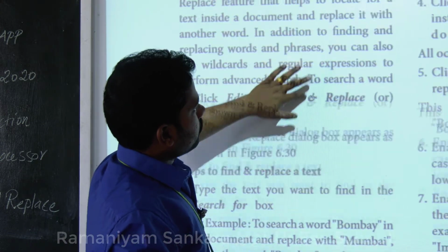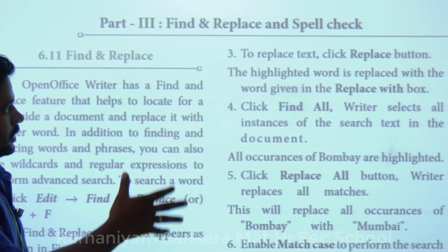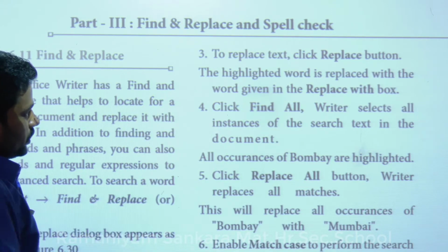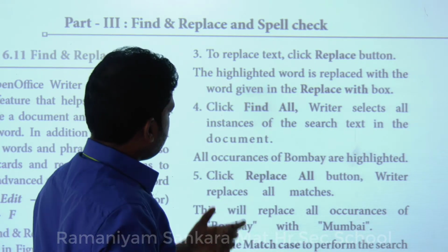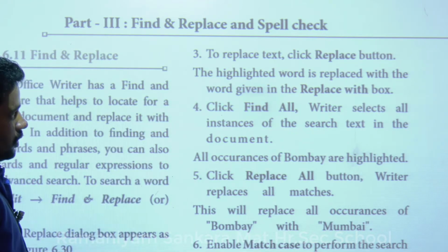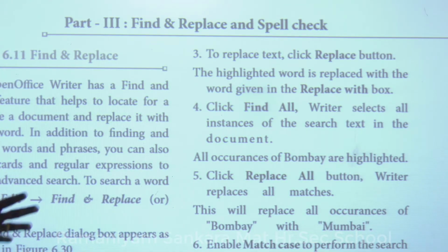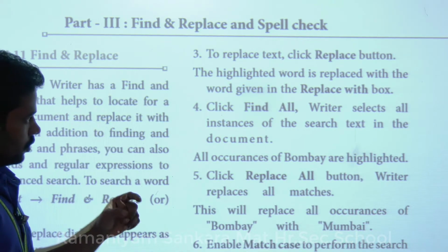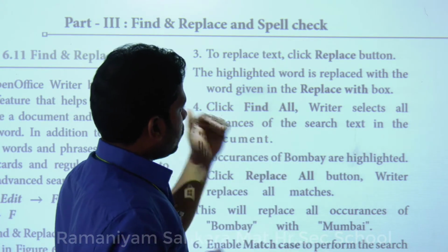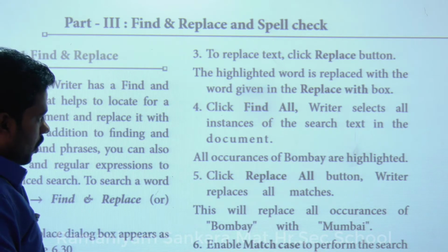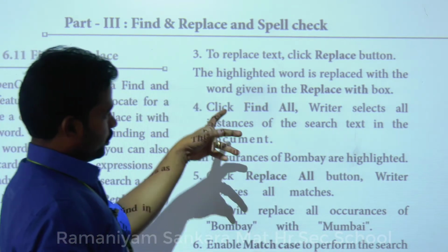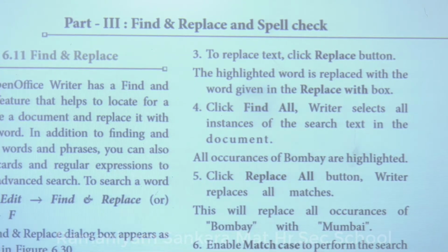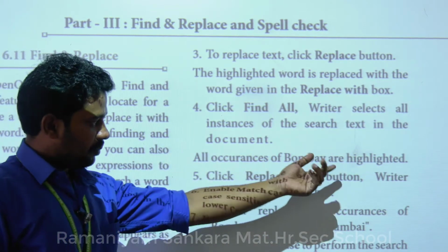Step number 3. In step number 3, to replace text you have to click on the replace button. After finding, you have to click on the replace button. The highlighted word is replaced with the word given in the replace with box, like Mumbai. And step number 4, click find all. Writer selects all the instances of the search text in the document. If you click on the find all option, OpenOffice Writer selects all the instances of the search text in the document, and all occurrences of Bombay are highlighted.